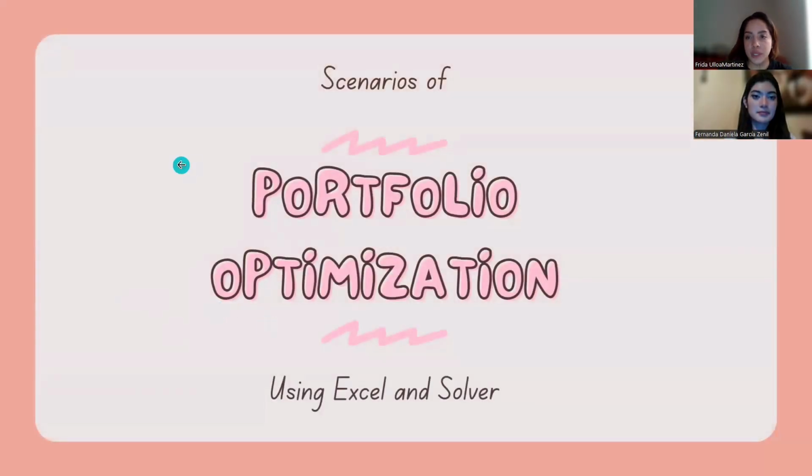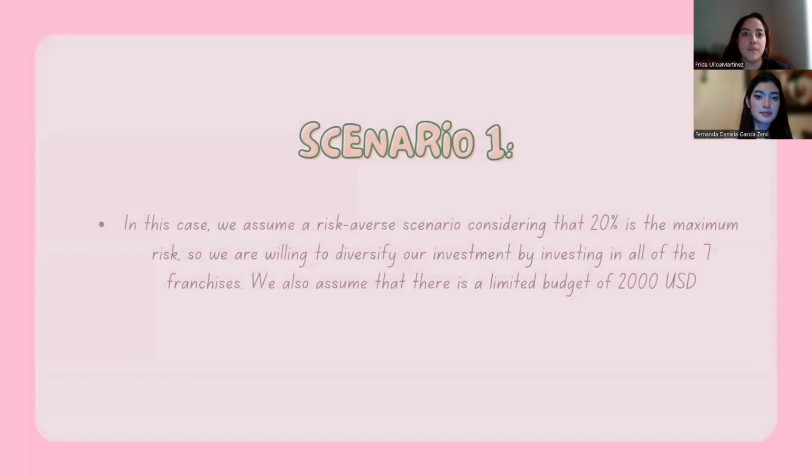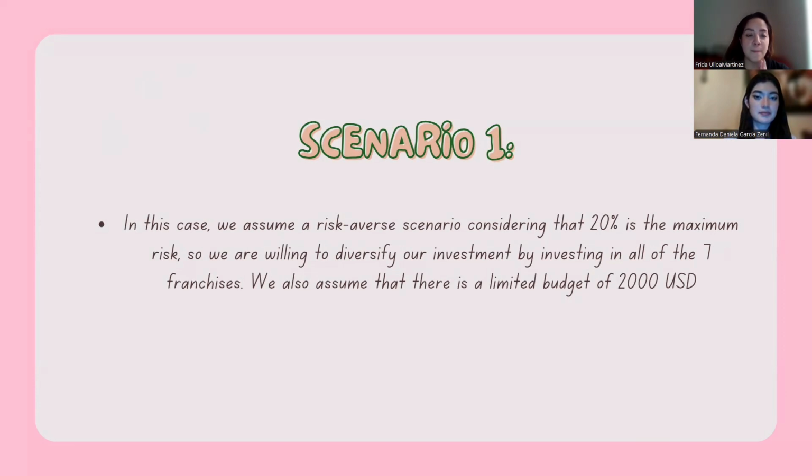So now we're going to present the scenarios, the portfolio optimization using Excel and Solver, to better understand the CVaR method. In scenario one, we assume a risk-averse scenario, considering that 20% is the maximum risk. So we are willing to diversify our investment by investing in all of the 7 franchises. We also assume that there is a budget limit of $2,000.